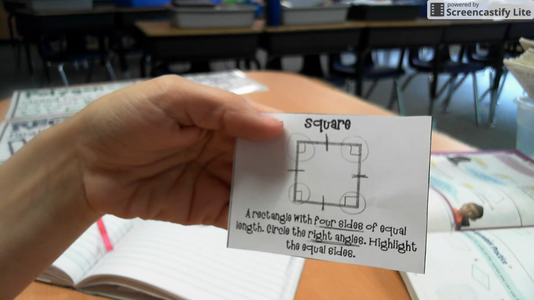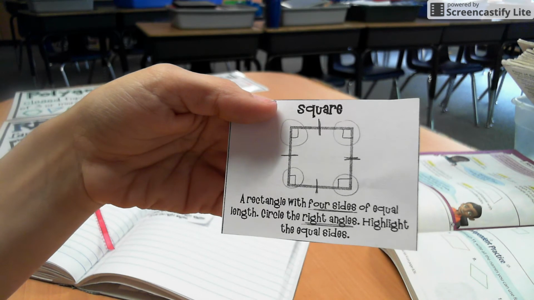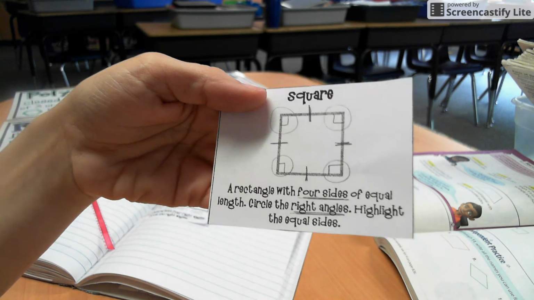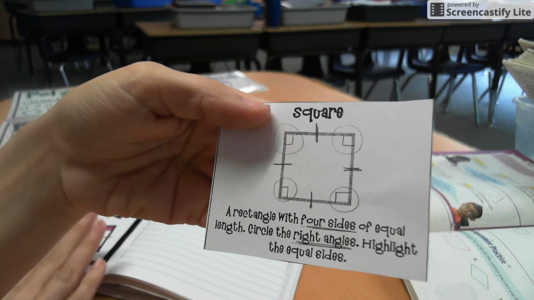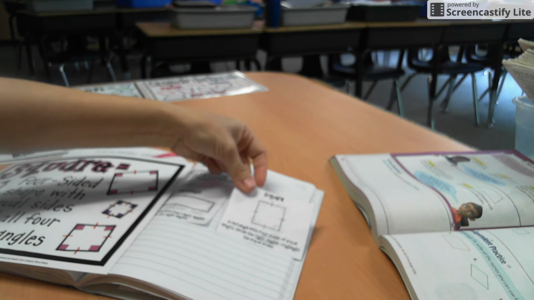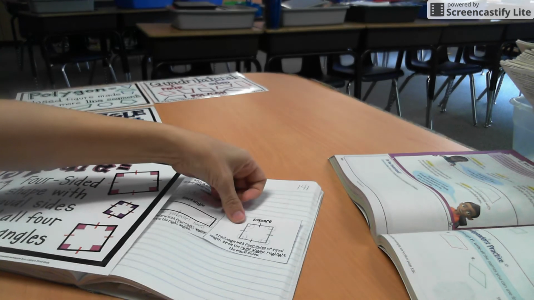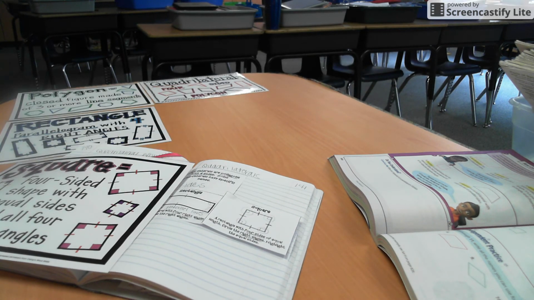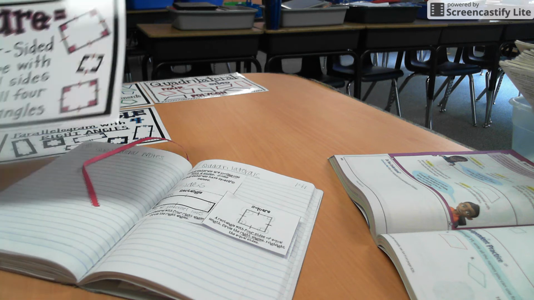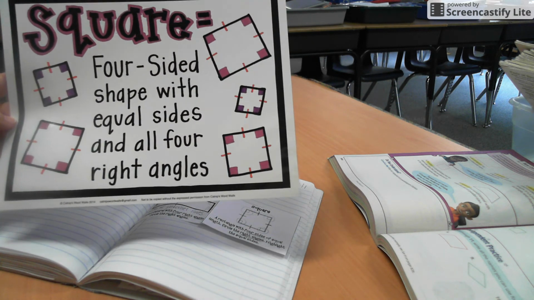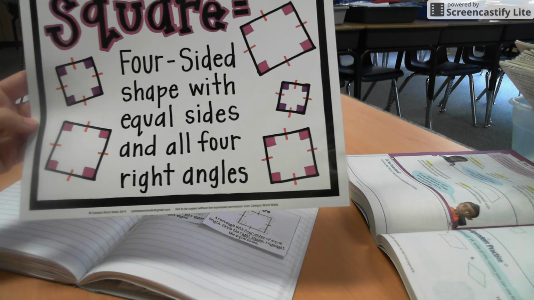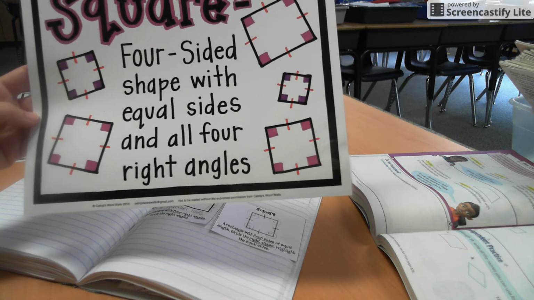And because a square is a type of rectangle, because it does have 4 right angles, we're going to go ahead and put the square right next to the rectangle on our notebook paper. So a square is a 4-sided shape because it is a quadrilateral. It's got 4 sides. They're all equal and it has 4 right angles.